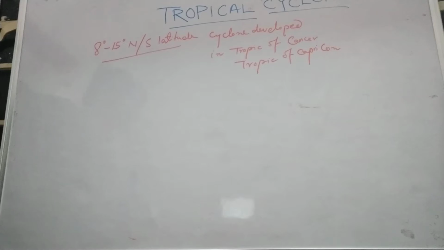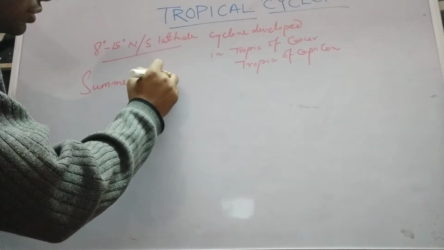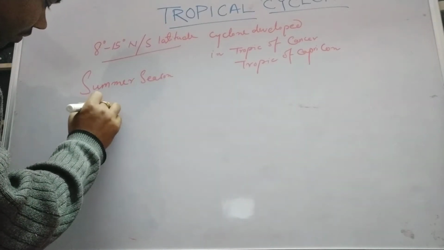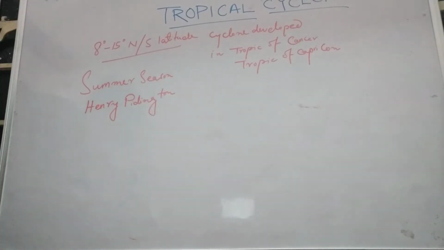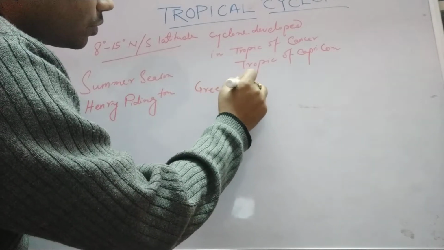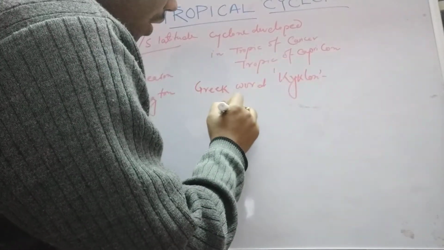So this tropical cyclone is usually developed in the summer season at warm surface temperature. These are in the summer season in the vicinity of the intertropical convergence zones. Henry Piddington, the former sea captain and the president of the Marine Court of Calcutta, first used the term cyclone, which is derived from the Greek word cyclos, that means the coil of a snake.